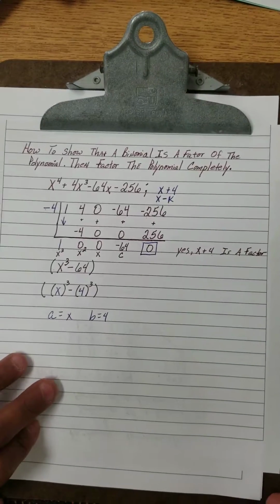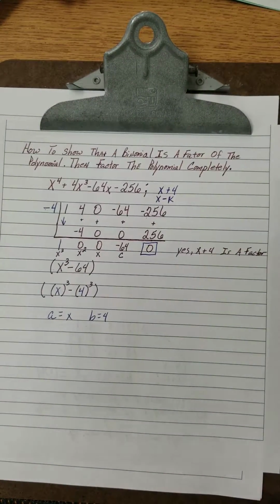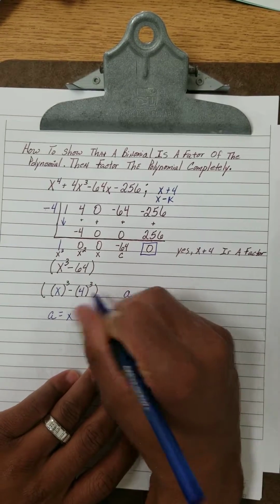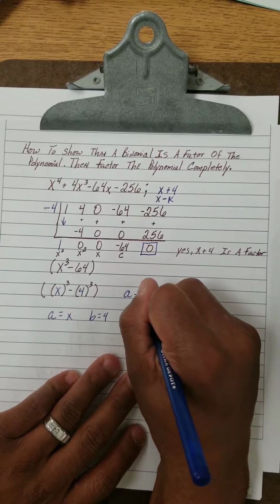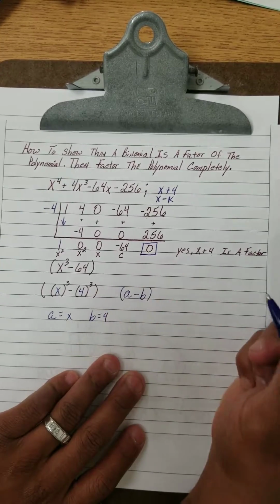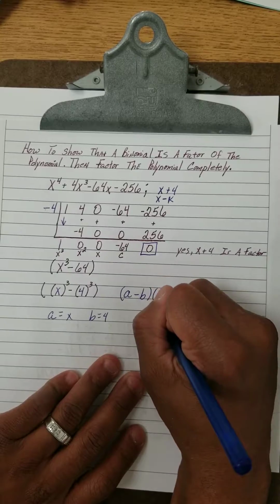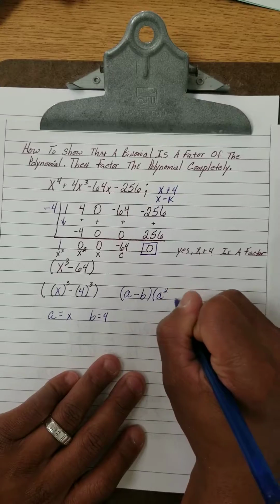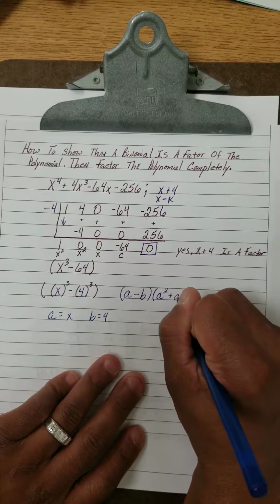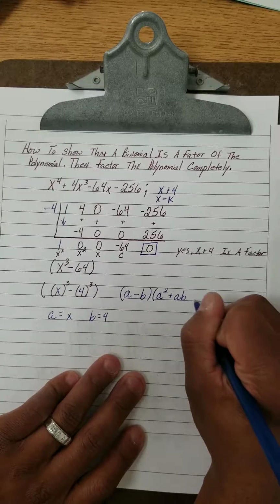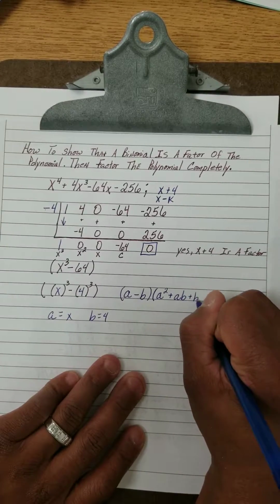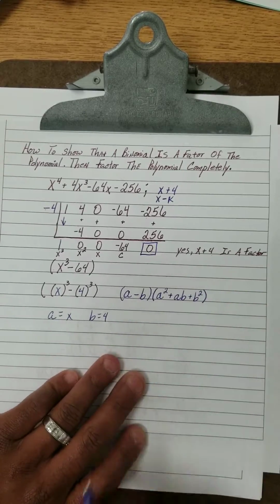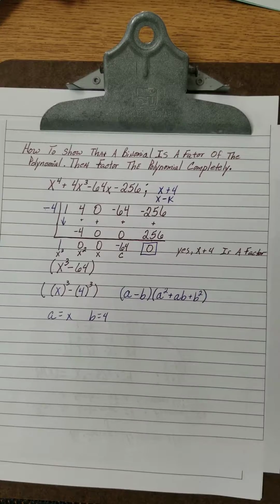Now, the pattern for factoring perfect cubes is as follows. Take the first term, and because it's a minus, we put minus here, the second term. If it was plus, we'd put plus. Times the first term squared, plus the first term times the second term, plus the second term squared. This is the pattern for factoring perfect cubed binomials.